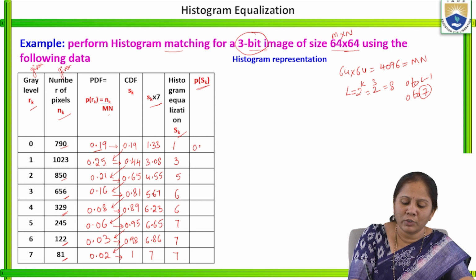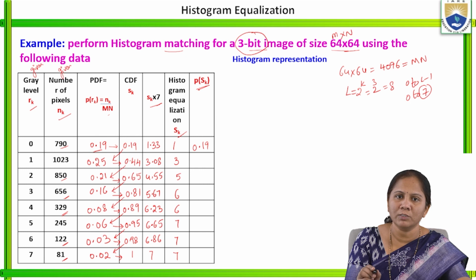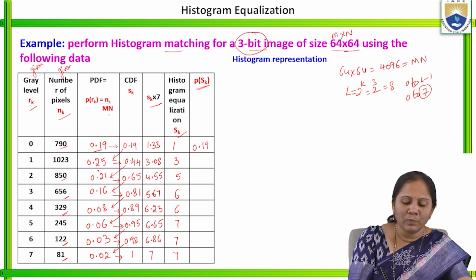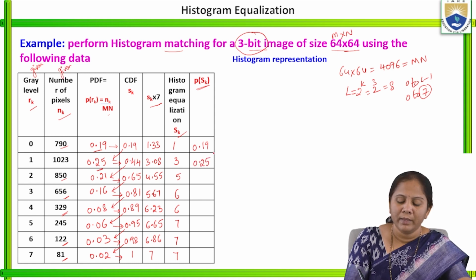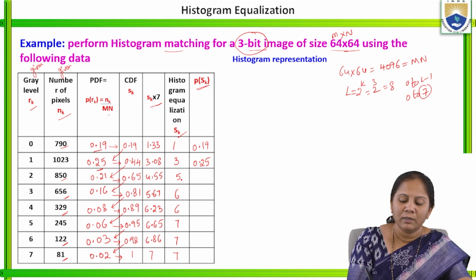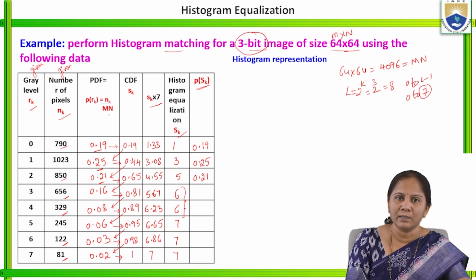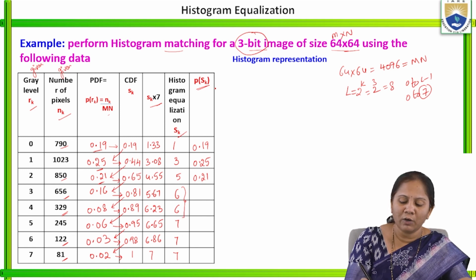0.19. Same value will be P of RK and P of SK because it occurs only one time. And 3 value is 0.25. And next one is 5. Only one time it occurred and its value is 0.21. And here if you see, 6 has occurred 2 times. So how to get this P of SK value?